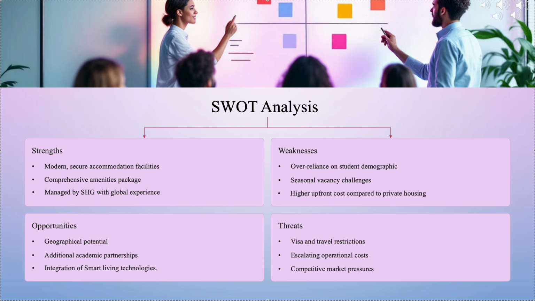Now let's address our weaknesses. A significant weakness is our overreliance on the student demographic. While students are our core market, it makes us susceptible to fluctuations in student enrollment. This leads to seasonal vacancy challenges, particularly during academic breaks like the summer, which can impact revenue consistency. We also acknowledge a higher upfront cost compared to private housing options, which might be a barrier to some students despite our value proposition.